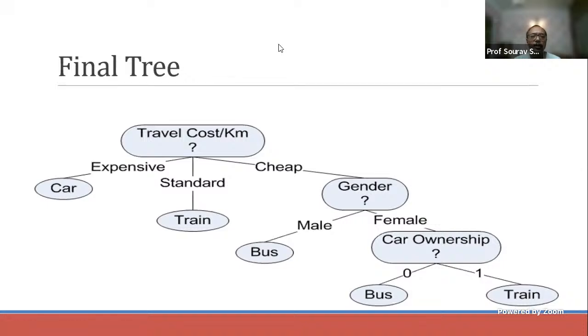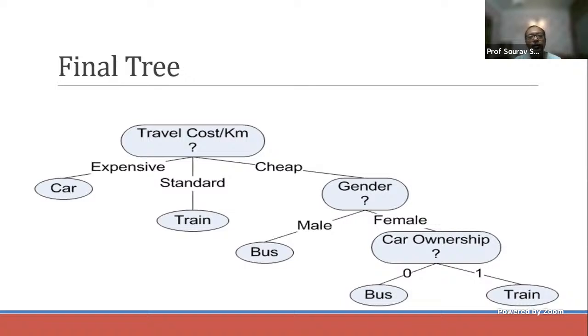My question to the class is, do you see any problem with this particular tree? You think there's some problem in this tree? If yes, what exactly is the problem? Any issues which you might get in the tree? Anyone? Shika and Sanyam have given the answer.